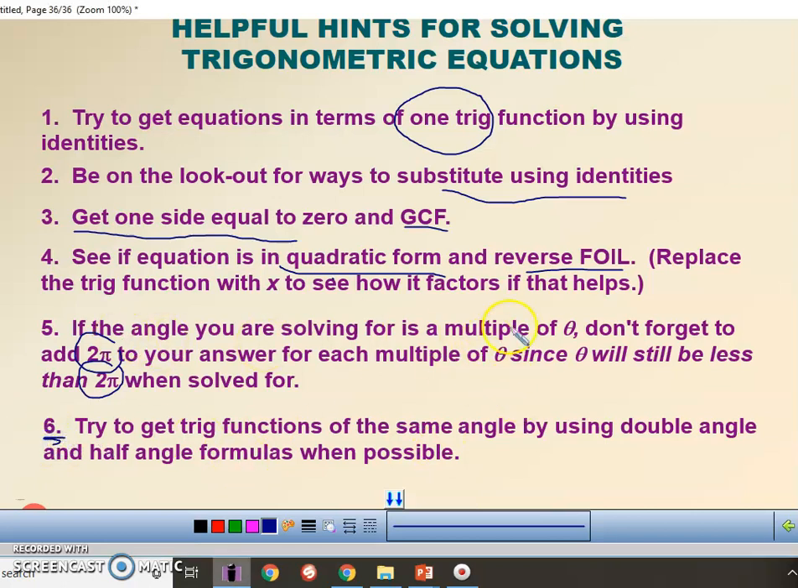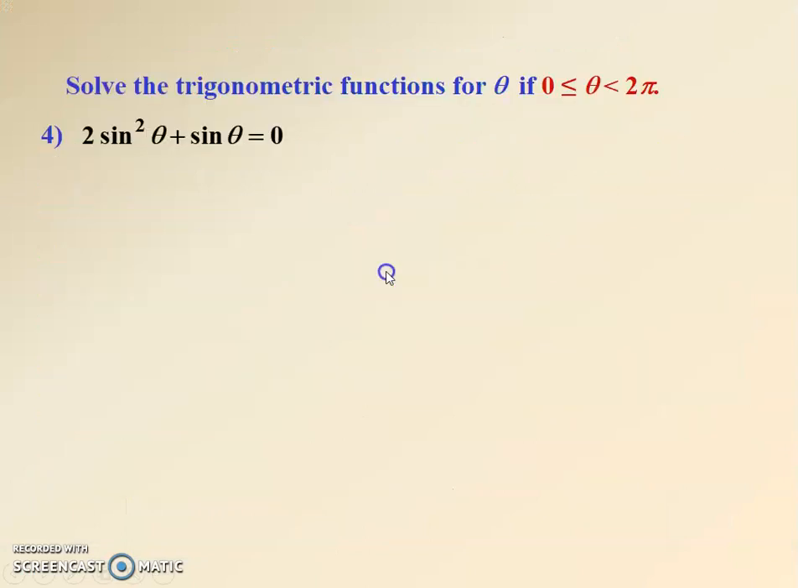We'll see examples of number 5 where you have multiples of theta, like for example, solving something like sine of 3 theta equals 1/2. This has a special thing that we have to work with, and it has something to do with adding 2 pi and subtracting 2 pi. We'll talk about that when we get to that kind of example. All right, so let's start to make our problems a little bit harder. Here's your next example.